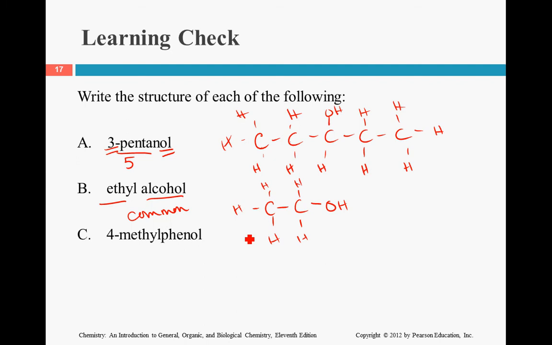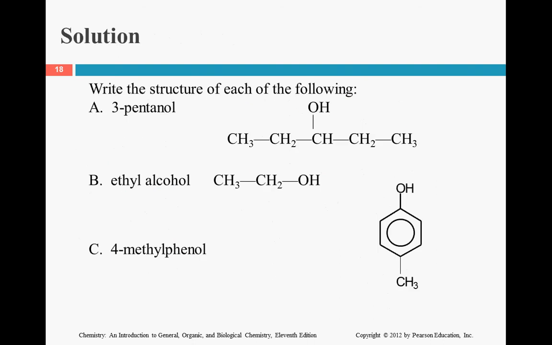And then finally, we see phenol. Phenol means it's a benzene ring with an alcohol group. So we draw the hexagon with the circle inside. And here's our phenol. On the 4th carbon of this phenol, 1, 2, 3, 4, there's a methyl group. There you go.